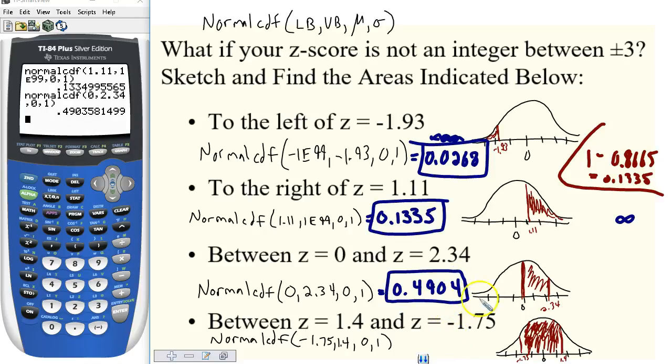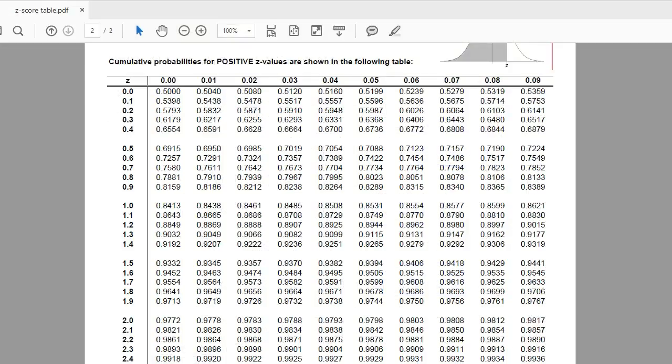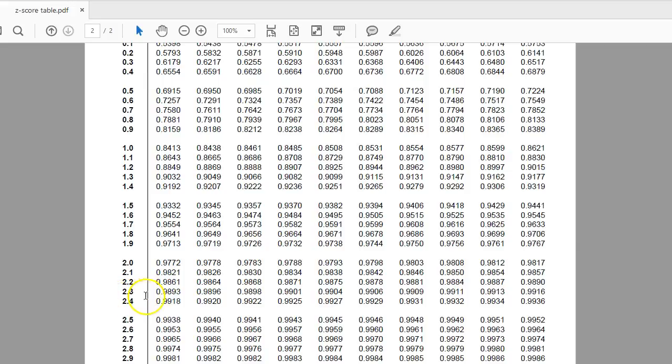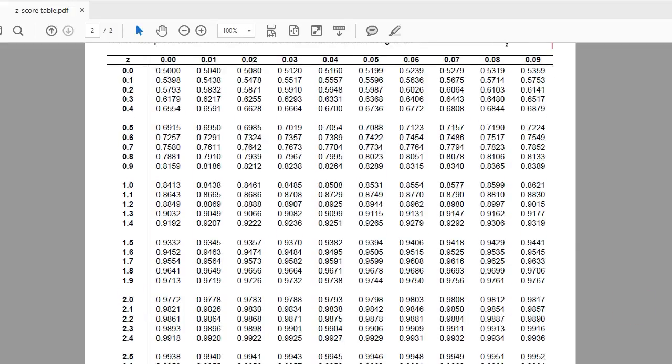In the table, what you're going to have to do is look up the z-score of 0, look up the z-score of 2.43. Let's go ahead and do that. It's actually 2.34. Okay, so we'll start with 2.34. 2.3, there we go. 2.3 is over here. There's 4 at the top of this row, so 0.9904.